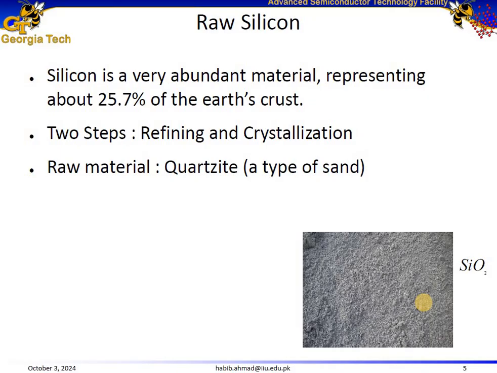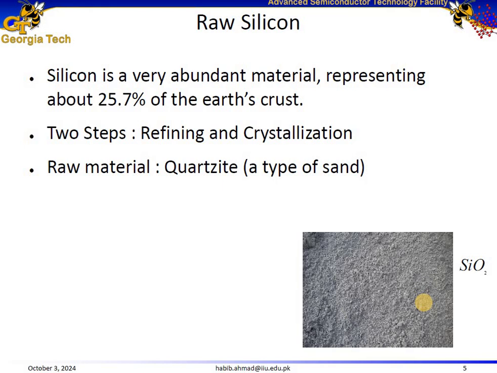Now, here are the steps involved in the production of silicon from sand. Now, let us talk about each step individually. Starting with the raw silicon. Silicon is abundant, making up approximately 25.7% of the Earth's crust, mainly as silicon dioxide, a critical resource for semiconductor.